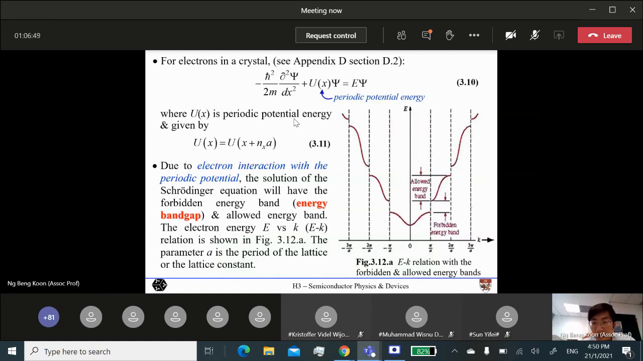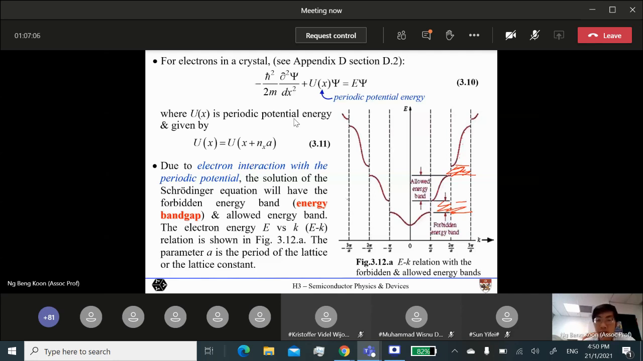So for example, this part here is a gap. In this part here, there are no energy states. Then the other part is here, where again there are no energy states. And in the other parts, you have some energy states that an electron can occupy.